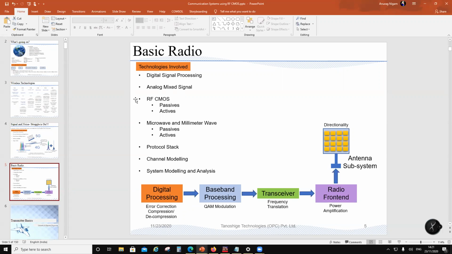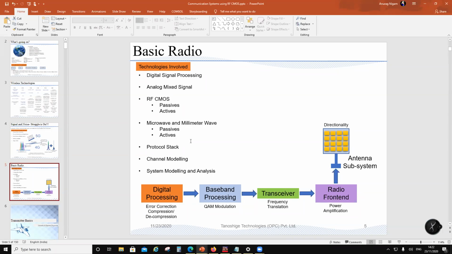Now, regarding technologies involved, you should know a lot of FPGA stuff. You can do a lot of things using the communication block set in MATLAB. You can do this in SystemView also. You need a little bit of background in FPGAs to do this kind of stuff, or even if you use processors, you can do that. Then you need some background in analog mixed signal, and some background in RF CMOS passives and actives. As we go higher up in frequency, you need high frequency concepts for the same passives and actives.